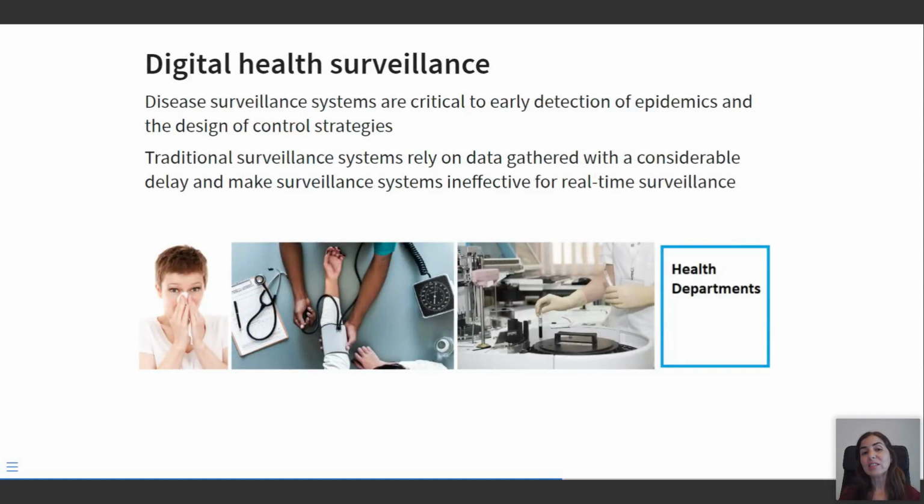I'm also interested in digital health surveillance. Surveillance systems are critical to the early detection of epidemics and the design of control strategies. But traditional surveillance systems have a limitation, and that is that information is delayed. From the time that the person gets sick to the time that the person decides to go to the doctor, goes to the doctor, has the laboratory tests, and that information is in the system, it may take a few weeks. So this information is not useful for taking action in real time.